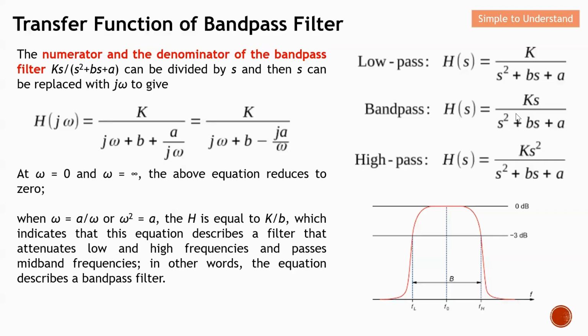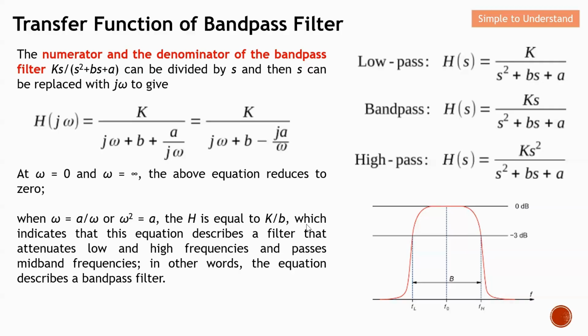Next, let's take a look at a very special relationship, when w is equal to a over w. Under this equation, this equals this, so they cancel each other, and my transfer function will be equal to K over B. So under this special condition, when the radian frequency is equal to a over this radian here, the H, which is the transfer function, will be equal to K over B.